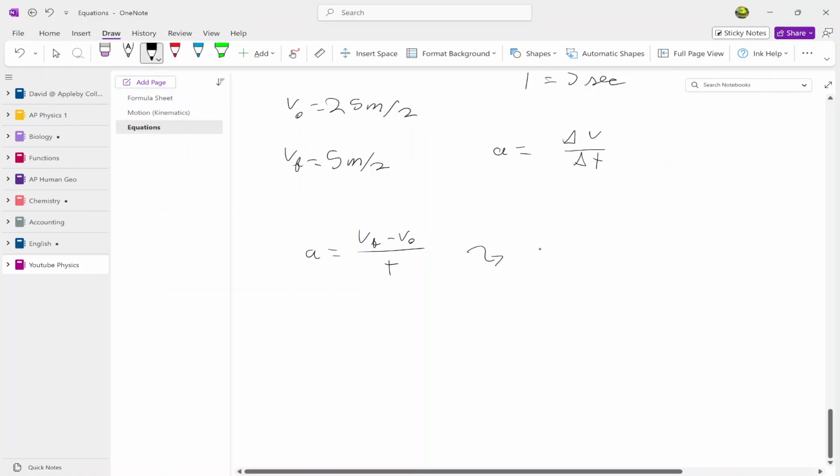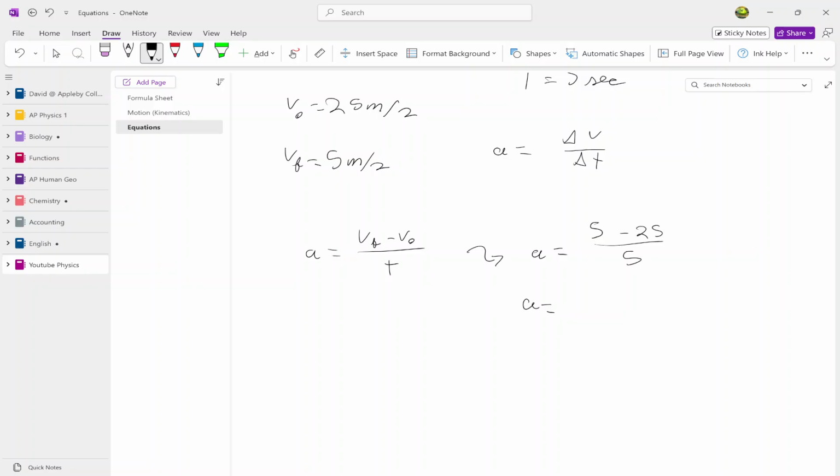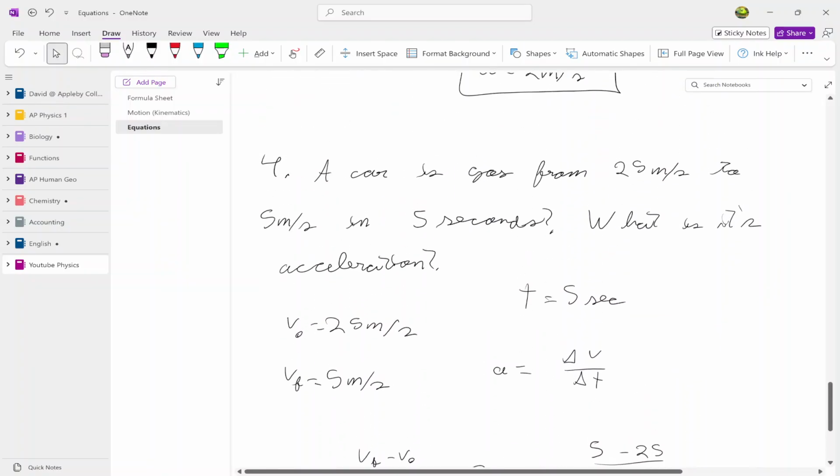So acceleration equals 5 minus 25 divided by 5. So acceleration would equal negative 20 divided by 5. So you have negative 20 divided by 5, negative 4. So acceleration equals negative 4 meters per second squared. Okay. So does this mean it's slowing down?